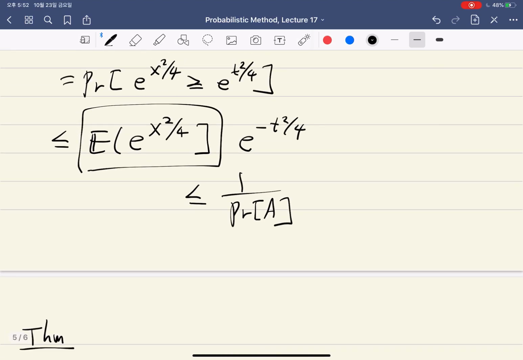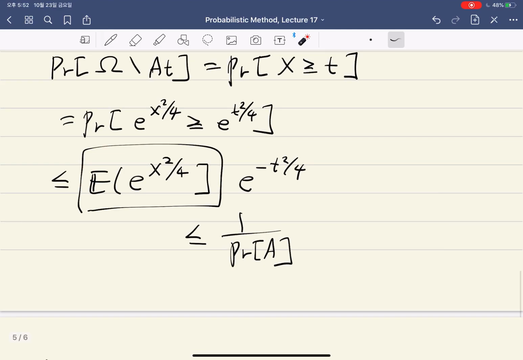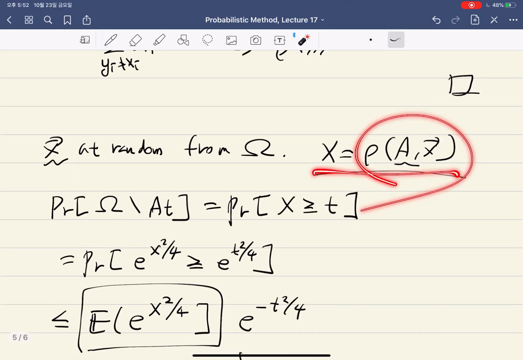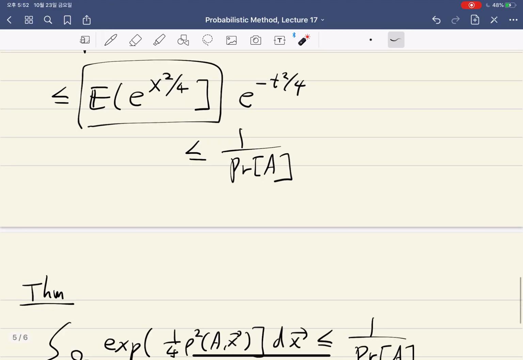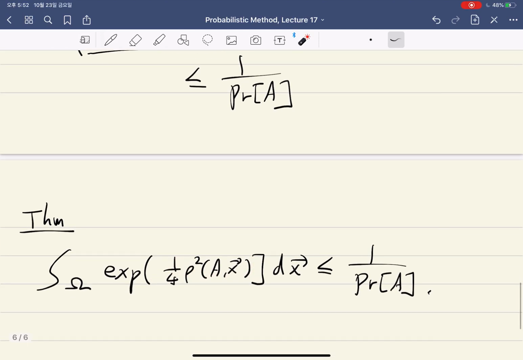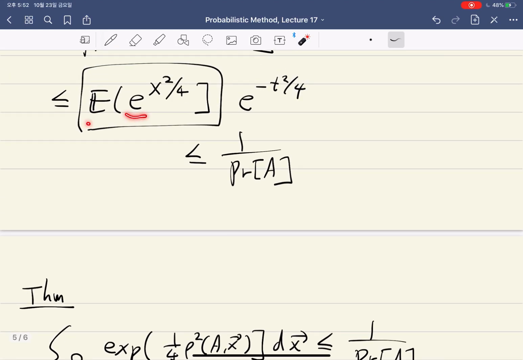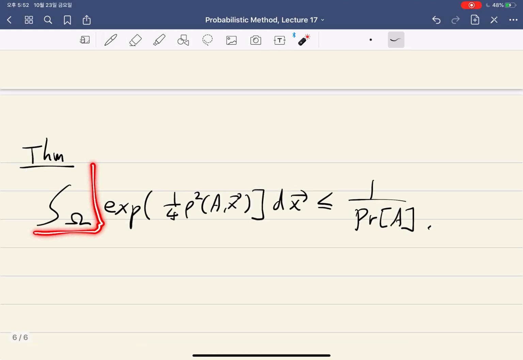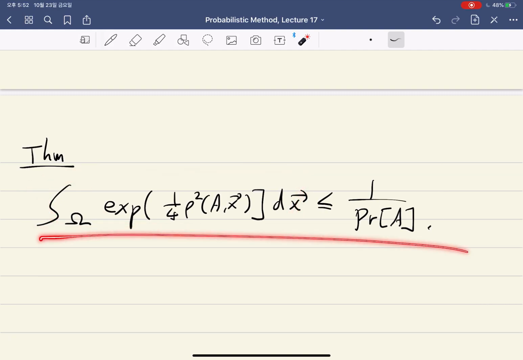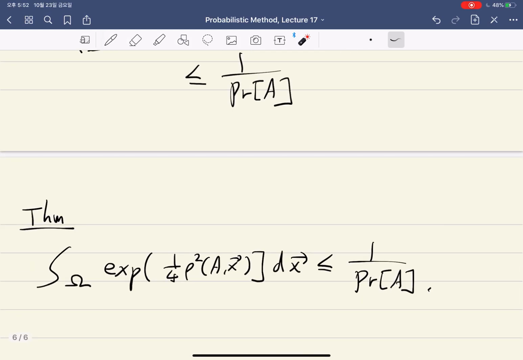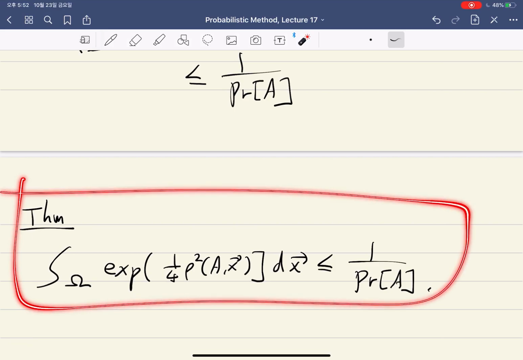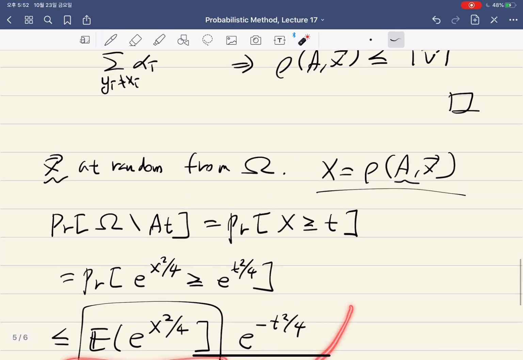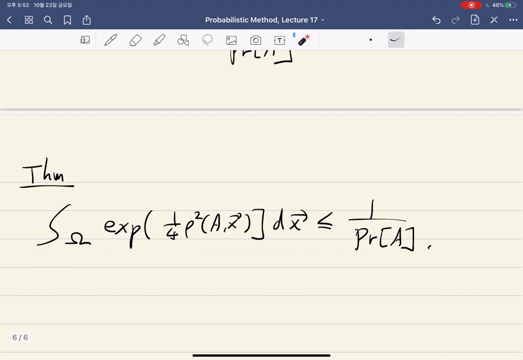So if you rewrite this expectation, then x is random variable, which is this. So this is exponential of quarter times this distance square. And then you have to take the expectation of this, meaning that you take the integral over all omega, and you compute this. So this is what we want to show. So now it suffices to show this. So as soon as we prove this, then we are done. So now we prove this in the next video.